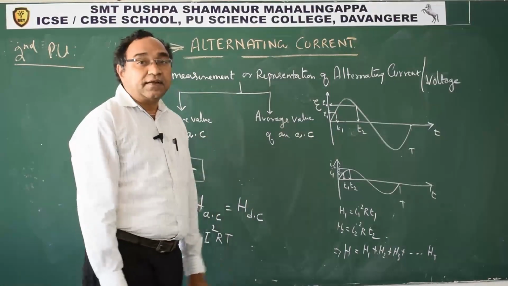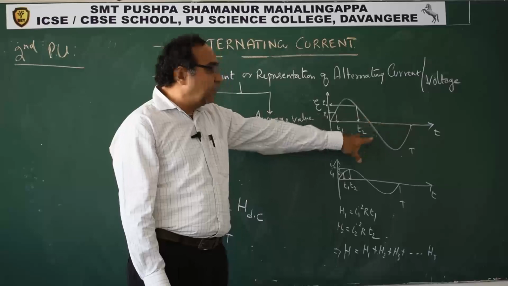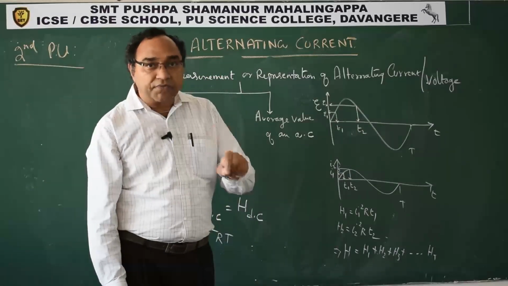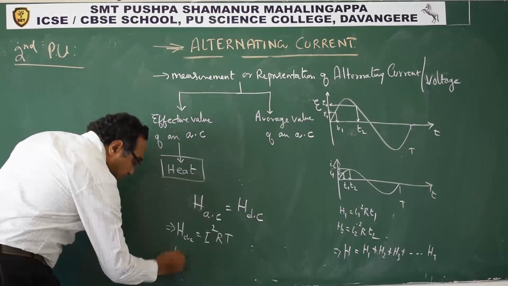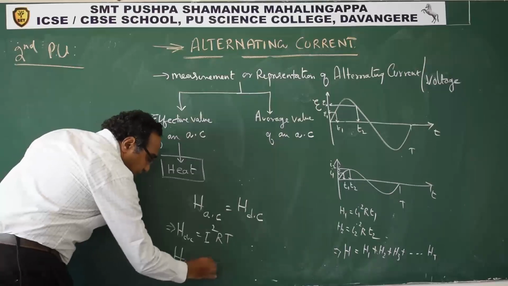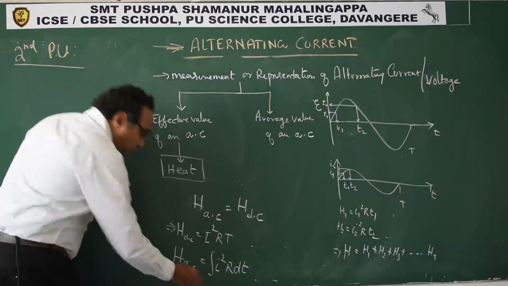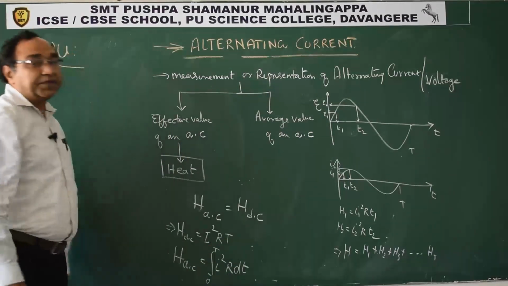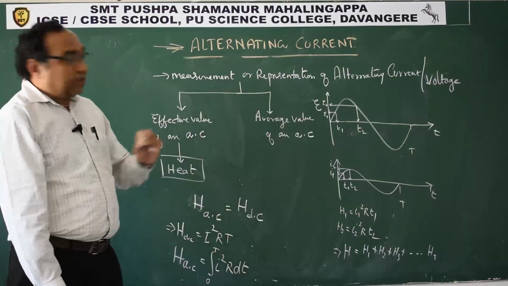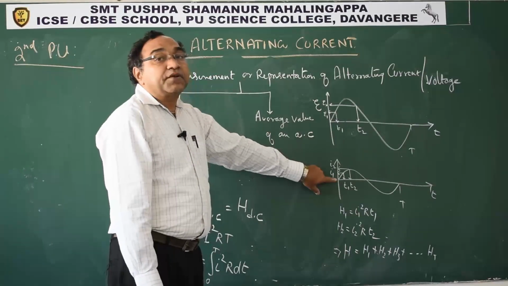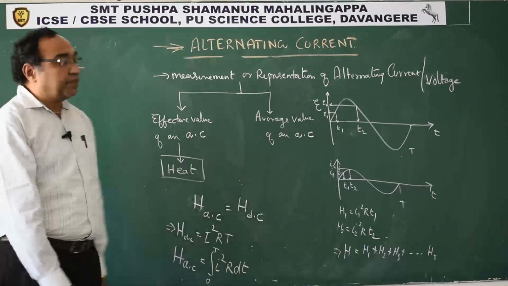But here we find that the variation of current and voltage with time is a continuous function. In a continuous function, summation is found out by integration. So how will you find H_AC? It is the integration of I square R dt from 0 to t. This is what will be the heat generated in one complete cycle. So our aim is to find how much this is and try to correlate these two.